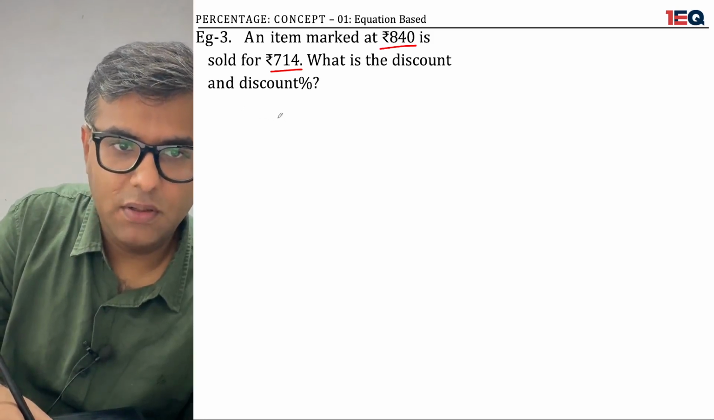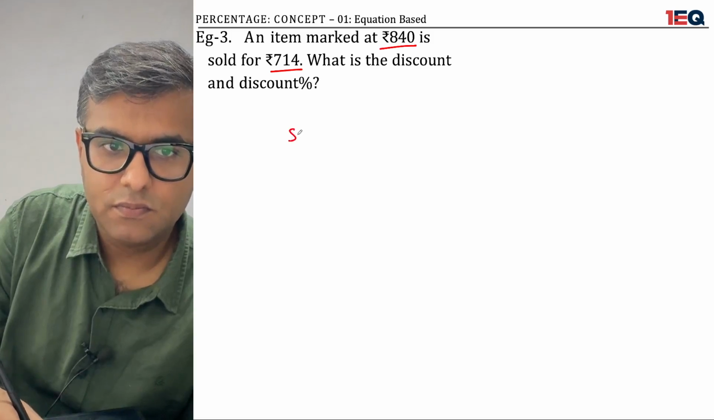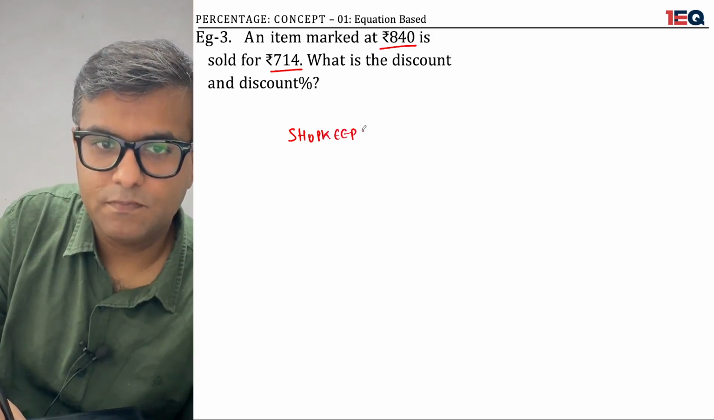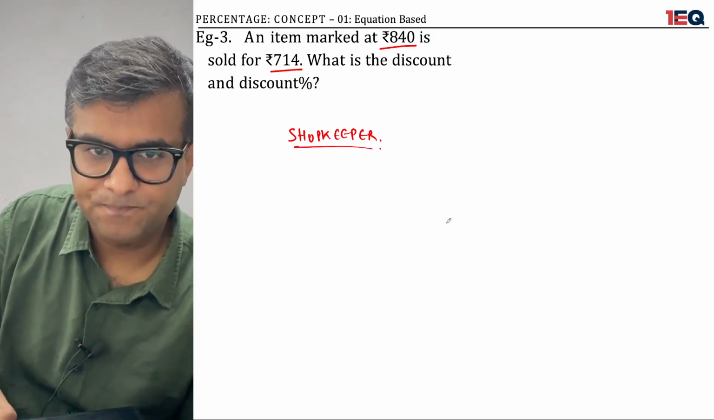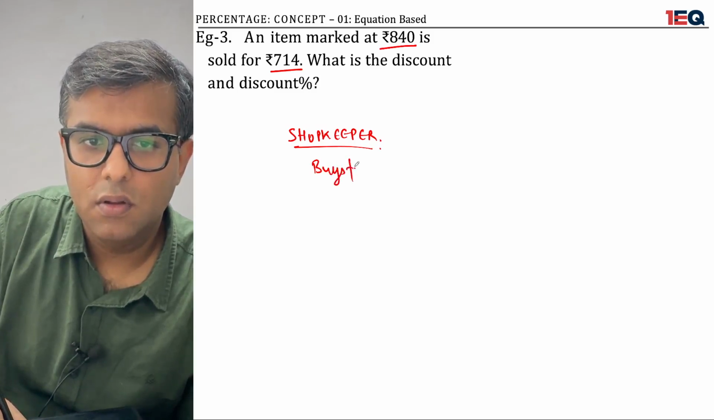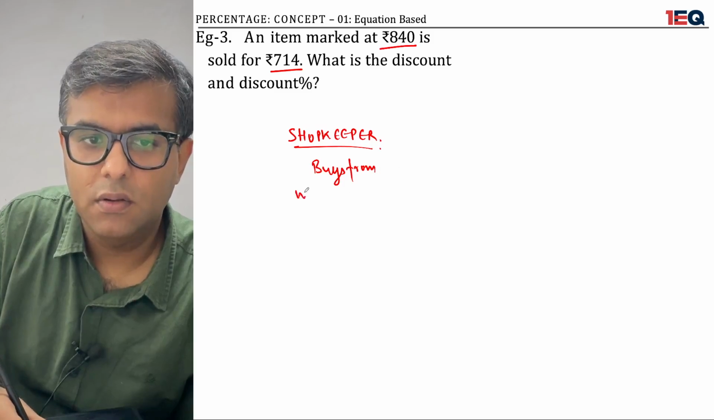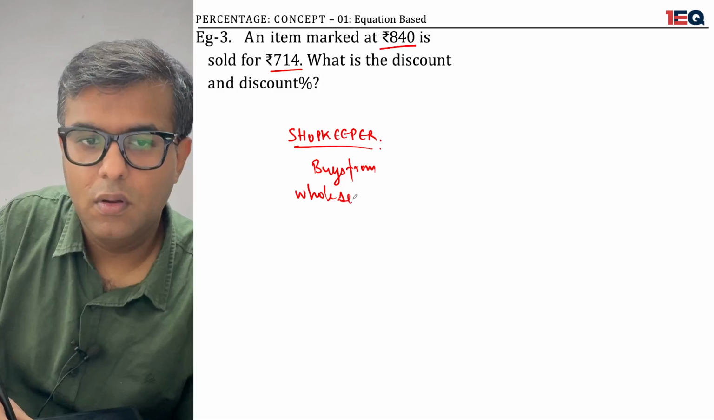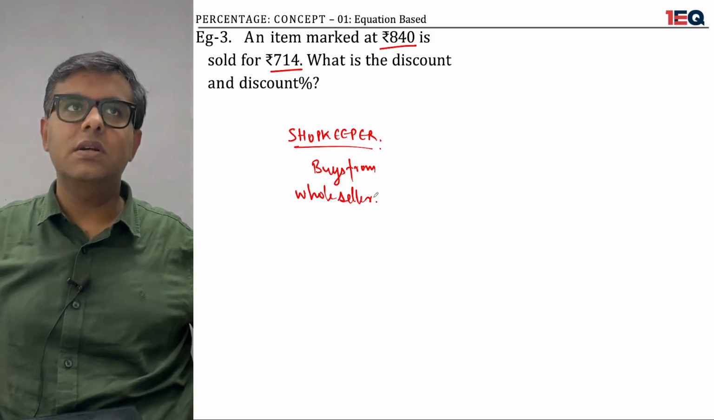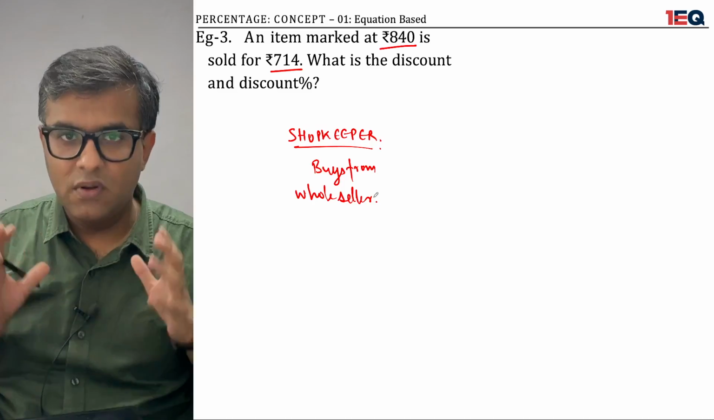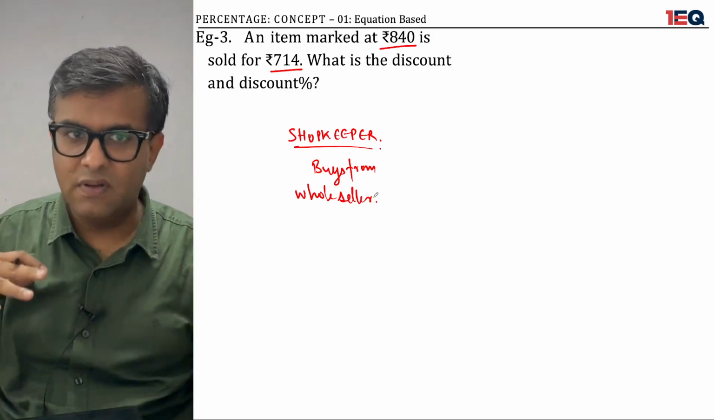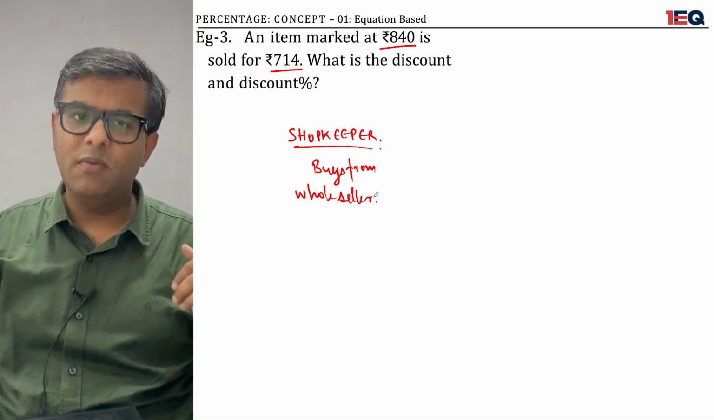In this particular concept, you have to consider yourself to be a shopkeeper. The shopkeeper buys from a wholesaler. Who is a wholesaler? A wholesaler is somebody who accommodates a very large amount of goods, acquiring a large amount of goods maybe directly from the company or maybe from a bigger wholesaler.